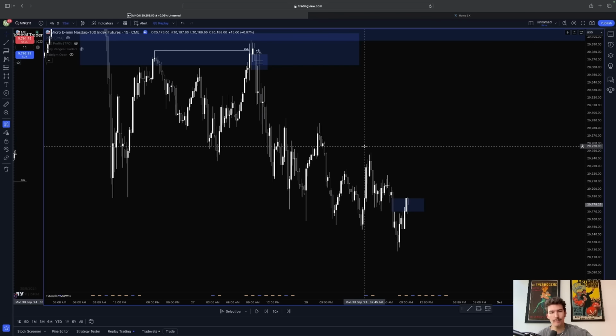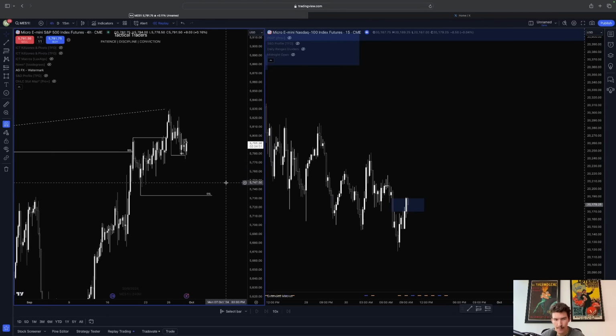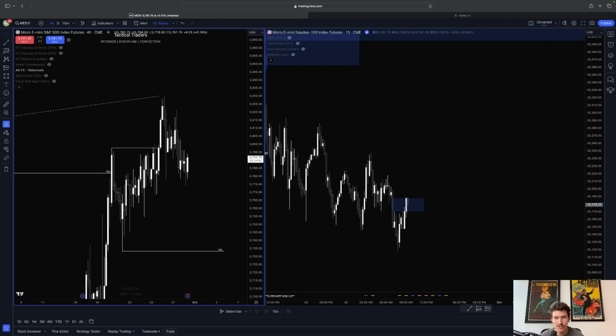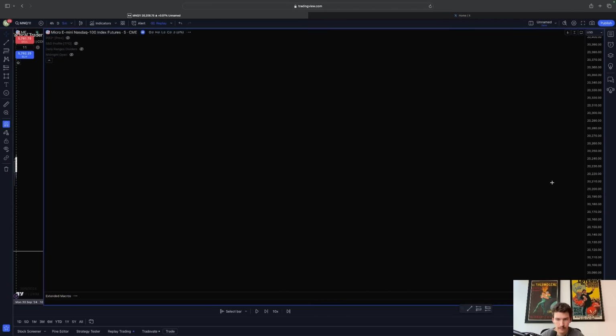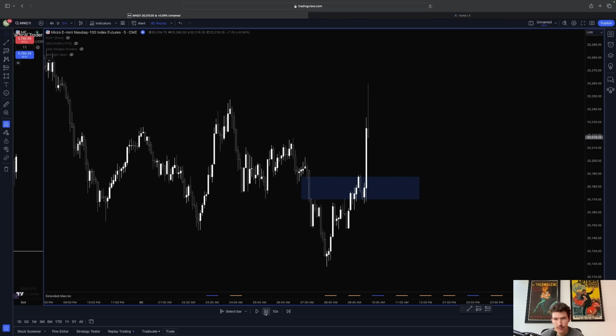So going into the morning, I know my bias on a bigger time frame is bearish. I just need to see more price action. I need to see some sort of manipulation to the upside, right? If I want to take a short, I need to see some sort of manipulation to the upside. So we zoom into the 5-minute here. Market opens. Boom.